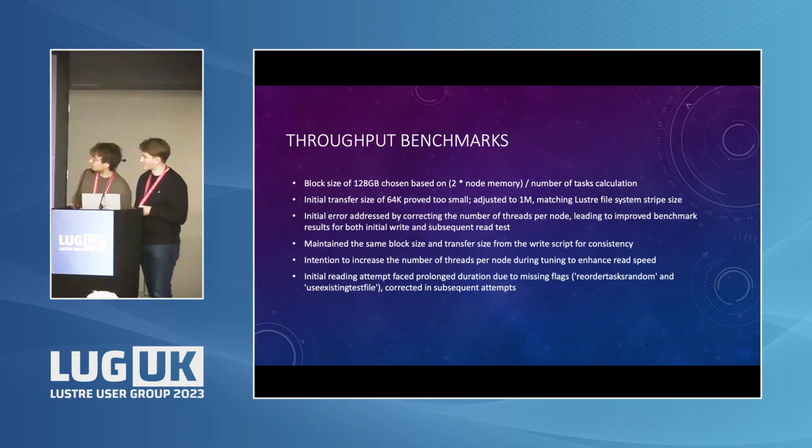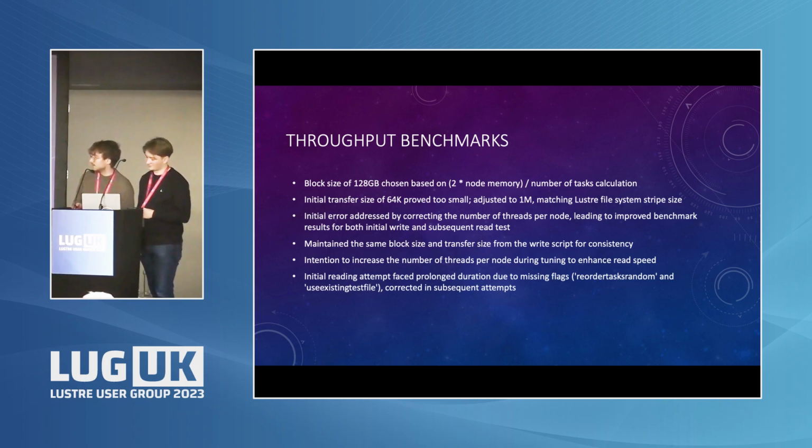Some things with the initial transfer sizes. We initially used 64K, which is quite small, so it was taking way too long. We adjusted it to 1 meg to match the stripe size. We had an initial error where in our Slurm script, we thought we were setting 8 threads per node, but we're actually doing 8 threads for 4 nodes. So we upped the number of threads, and that gave us a faster size.